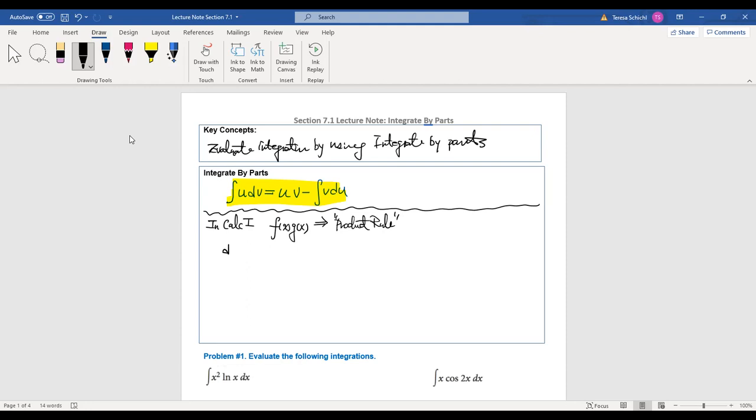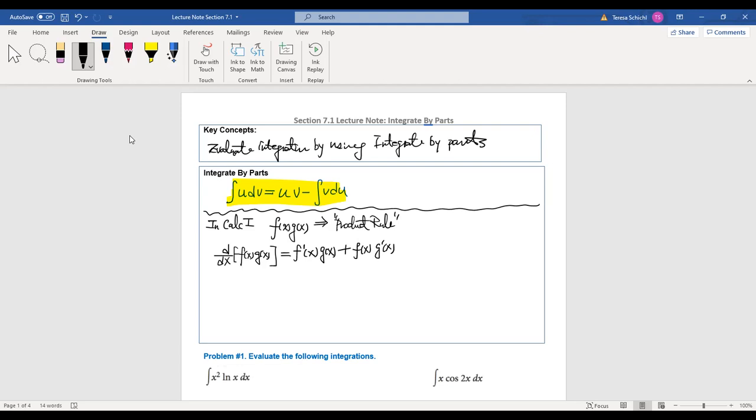So by the product rule, if I want to take the derivative of f of x times g of x, what will it tell you? It means you take the derivative of the first one, so it's f prime of x times g of x, then plus you hold the first one, so it's f of x times g prime of x, right? That's the product rule, which is the basis for integration by parts.